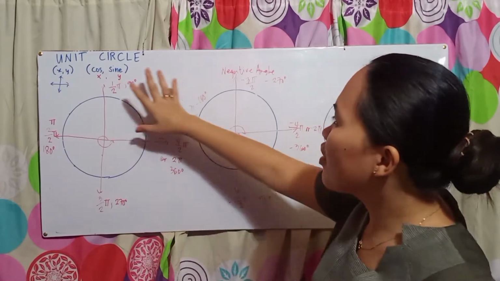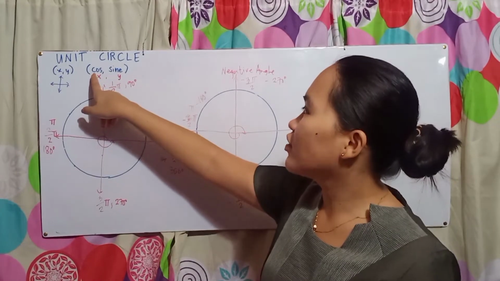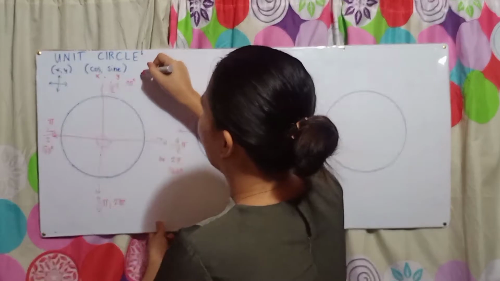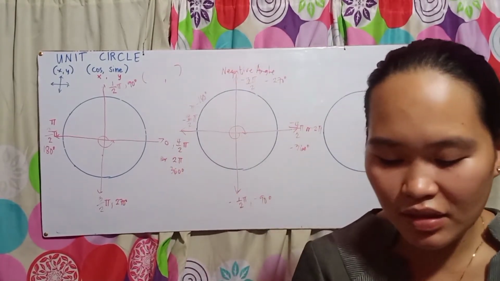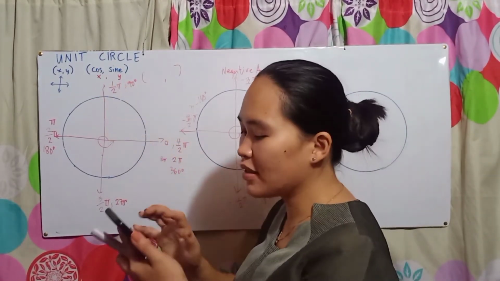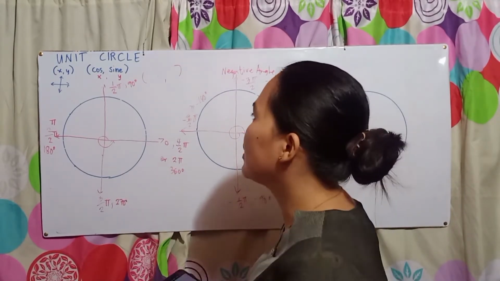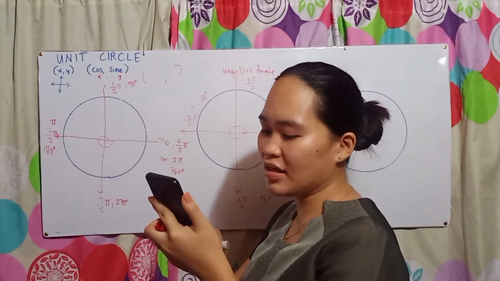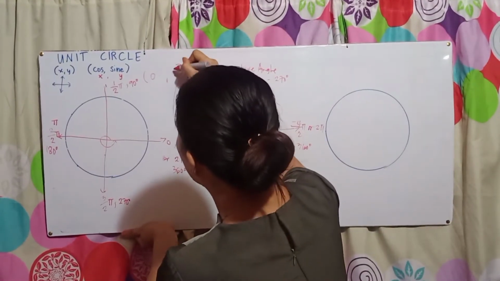To get the ordered pair, the value of x is cosine and the value of y is sine. To get the ordered pair, we just use the calculator. Since this is 90 degrees, cos 90, the value is 0. Then sin 90, the value is 1. So 0 and 1.